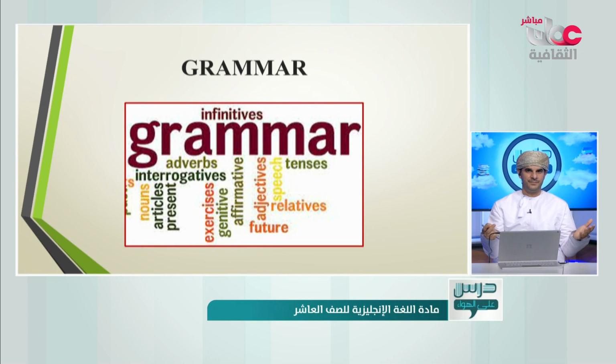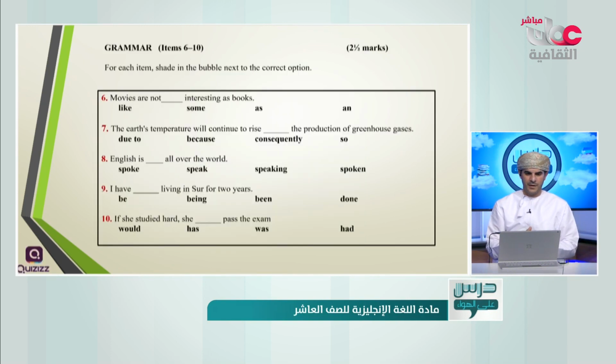Let's go to grammar. Now, grammar is sometimes tricky, sometimes a piece of cake. For each item, shade in the bubble, or underline the correct word. Answer. Movies are not as interesting as books. Movies are not as interesting as books. You learned it before.